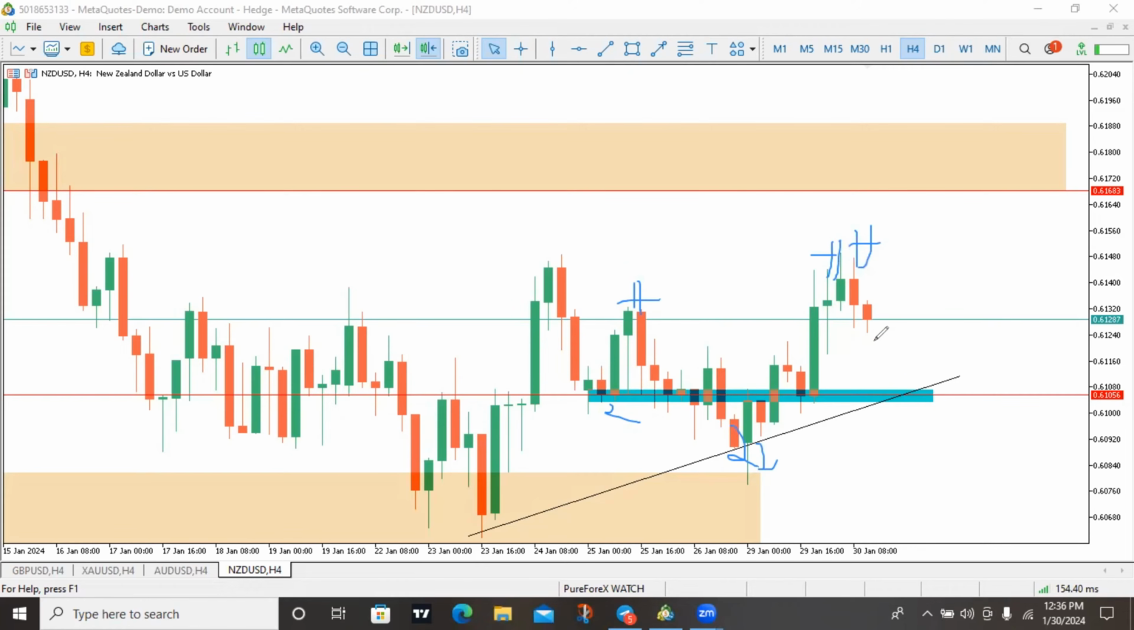So we are expecting price to come to this point where we look for our smart entry on the lower time frame for us to go back bullish. So this is the point where we want price to get to. Once the price gets here, then we'll be looking for selling opportunities on NZDUSD. But for now, we remain buy bias, all right?